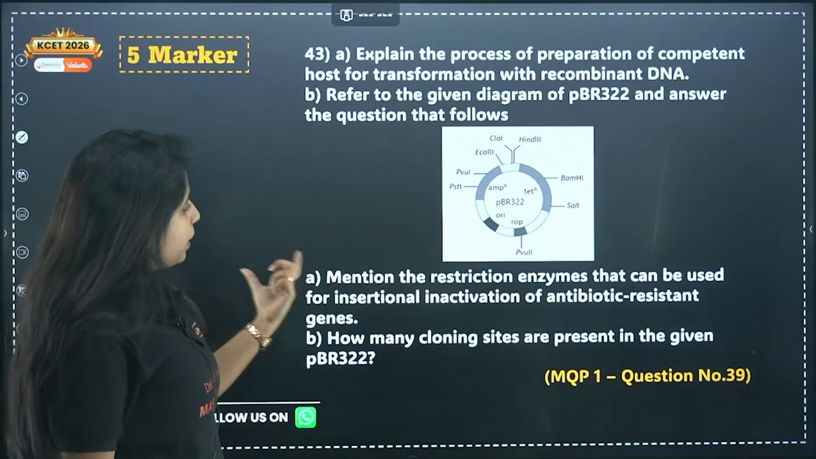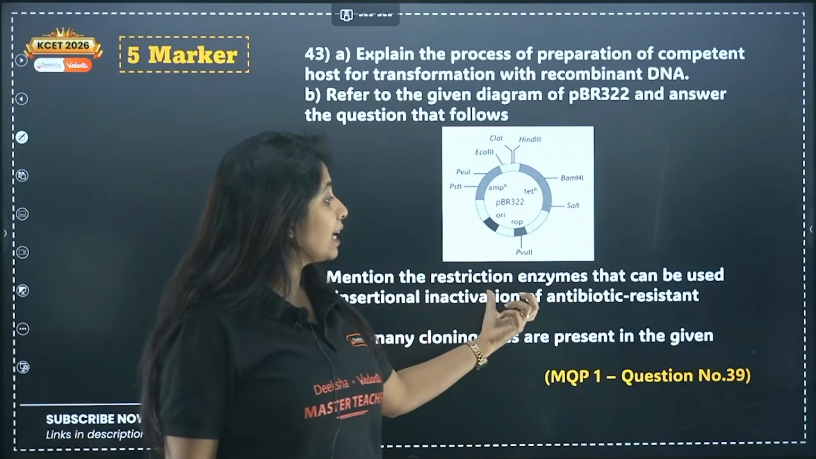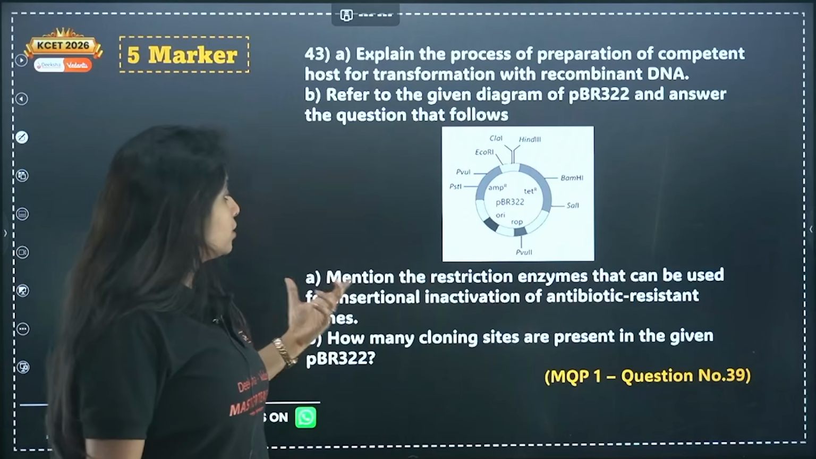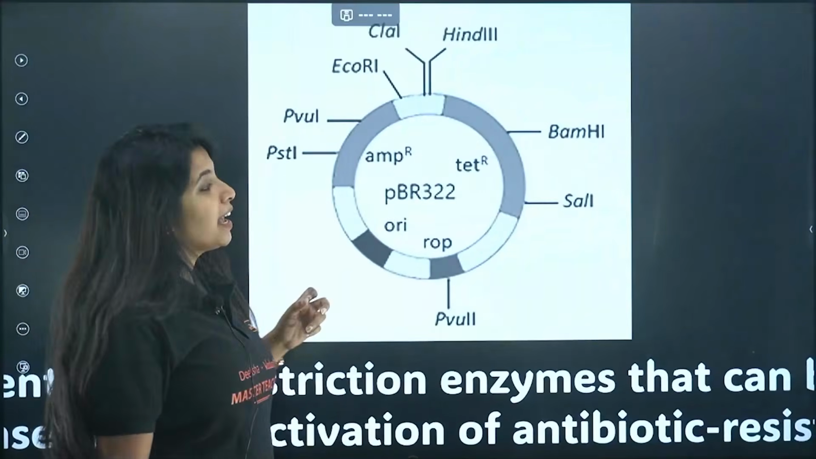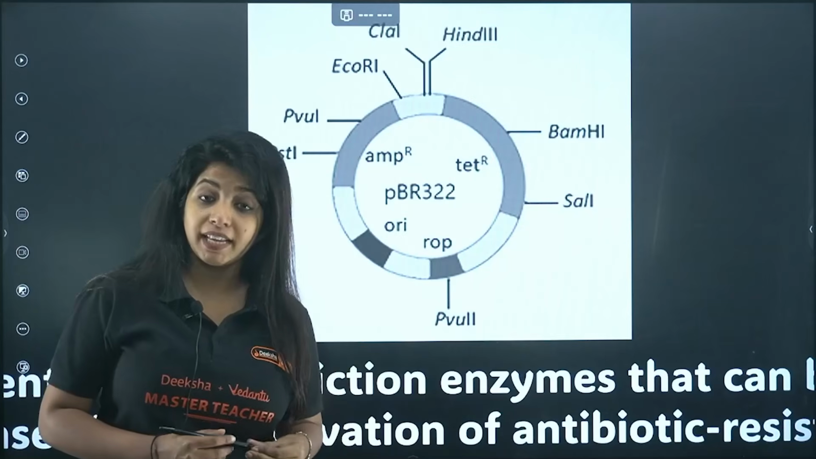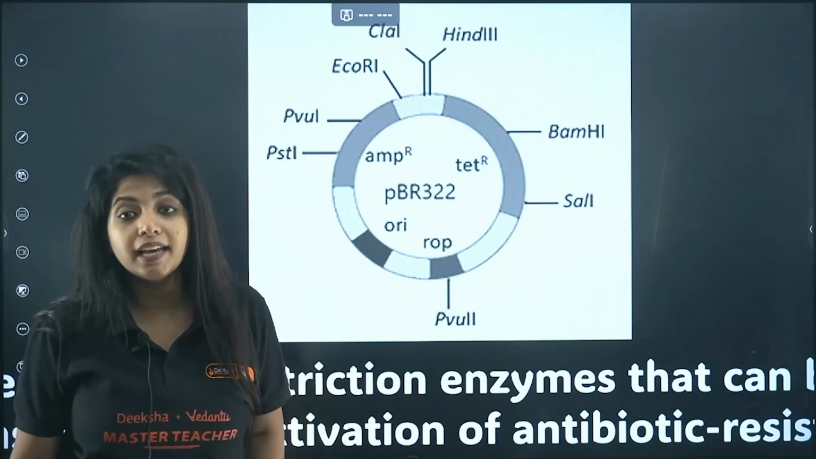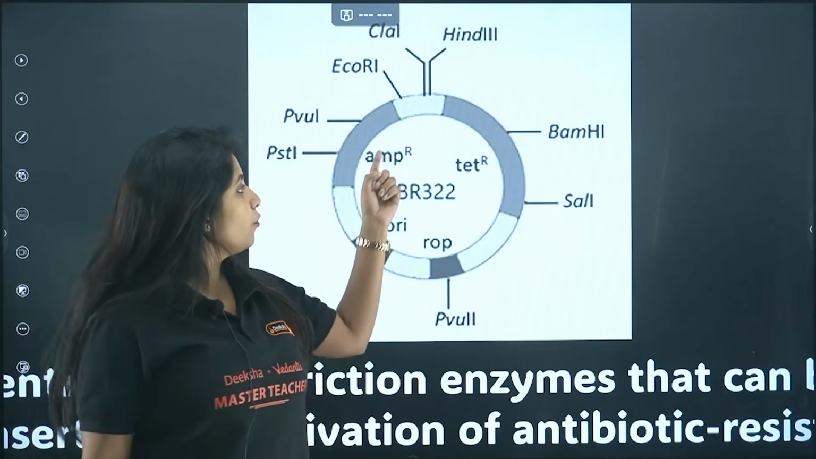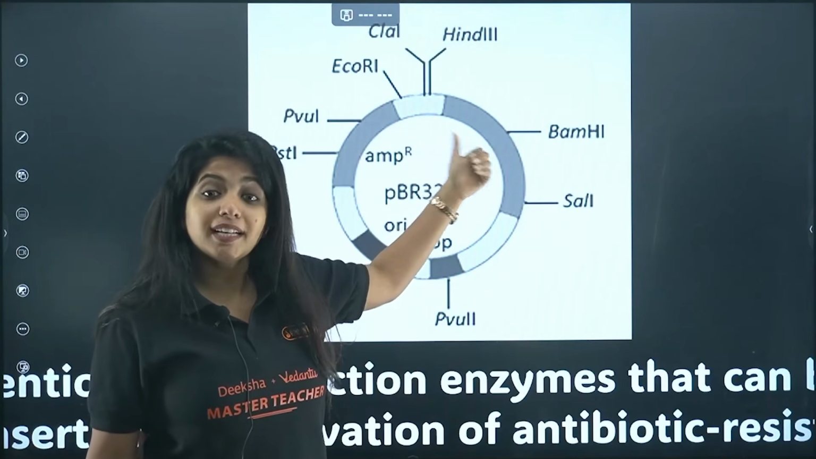Next question. Mention the restriction enzyme that can be used for insertional inactivation of antibiotic resistant genes. So over here, they are asking you, can you tell me the name of restriction enzymes that can be used for insertionally inactivating the antibiotic resistant genes? So over here we have two resistant genes and we want to inactivate them. So what enzymes will you use?